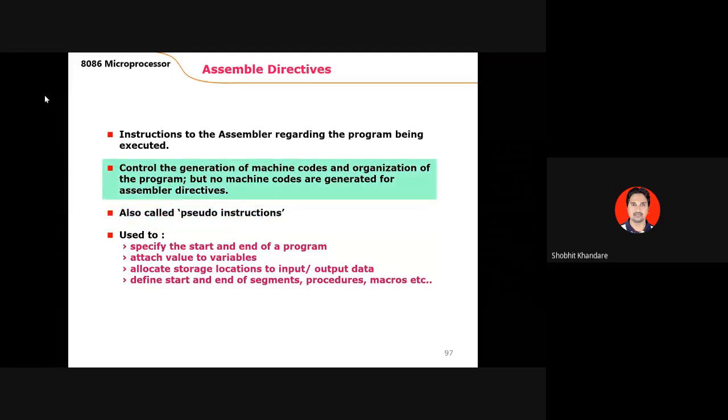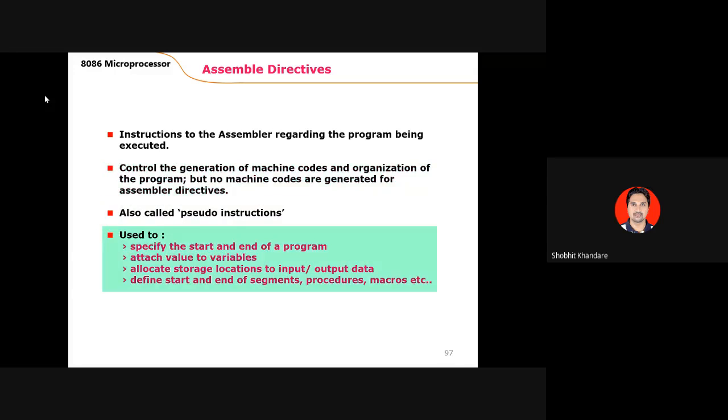Yes, sir. See the second one: control the generation of machine codes and organization of the program, but no machine codes are generated for the assembler directives. As I just told you, there are no machine codes generated. So why is it used? It is used to specify the start and end of a program. Can I say the start and end?